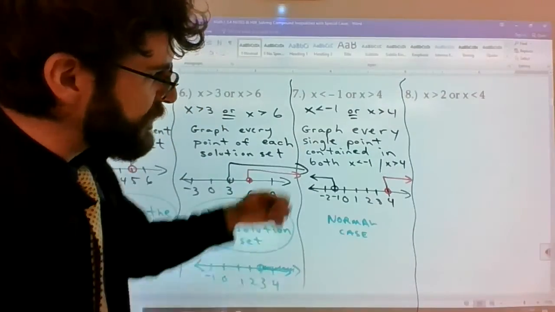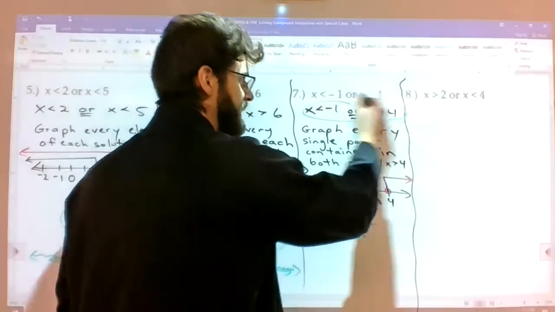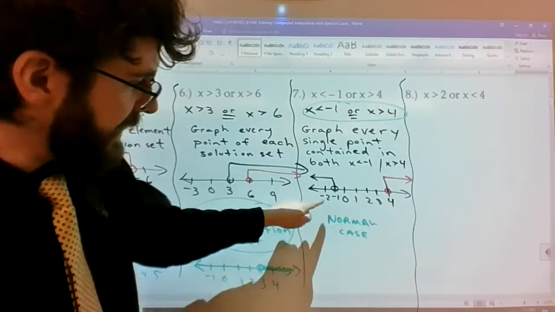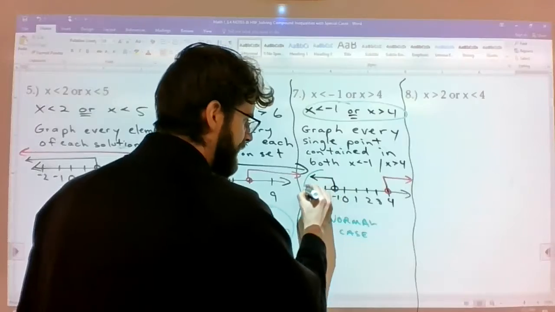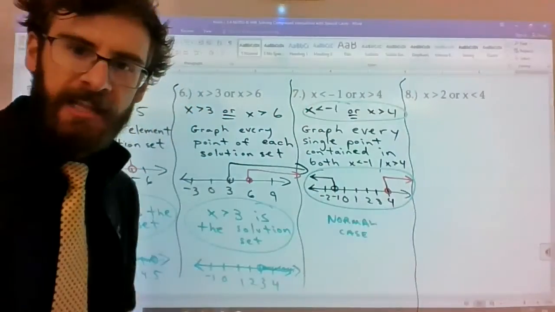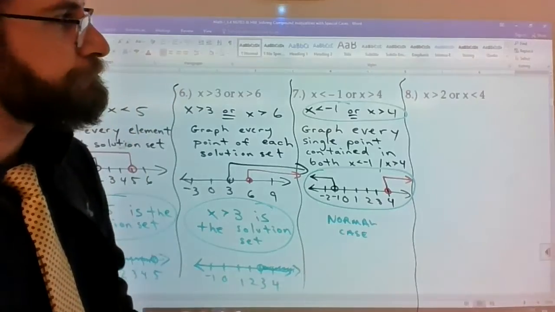Which means I don't have to change anything here. That is my final answer. And here, I don't have to change anything on that graph either. That is my final answer. All right, so that's the normal case for OR.